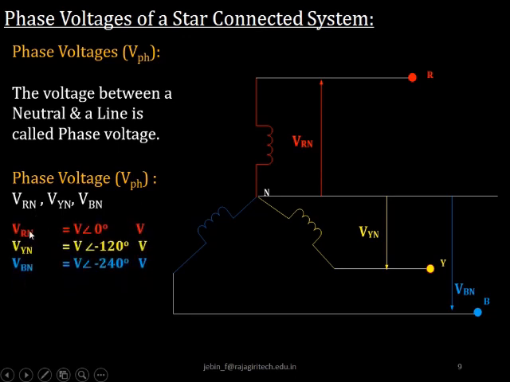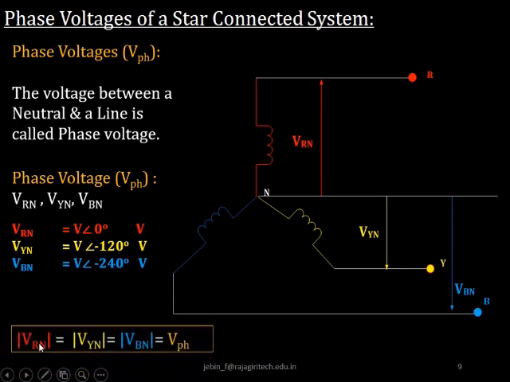We know the basic equation of these three, where V is a magnitude and they are displaced by 120 degrees apart. So if I look into the equation, I can see that the magnitude of three phase voltages of a balanced system is the same. So I can write the magnitude of VRN is equal to VYN is equal to VBN is represented as V phase. Their magnitudes are the same, but they are displaced from each other by 120 degrees.